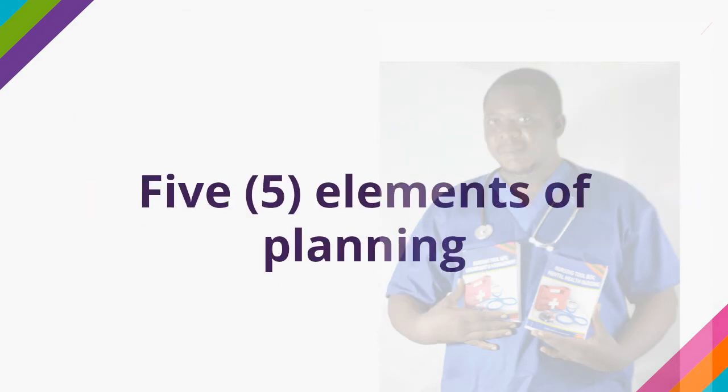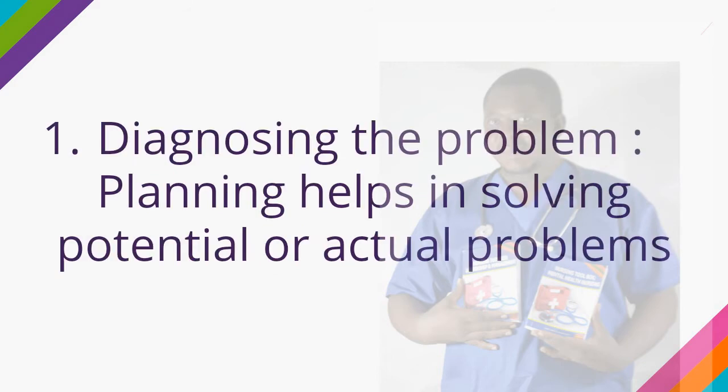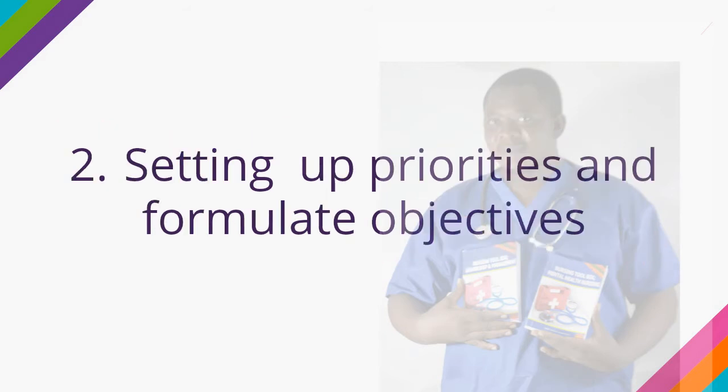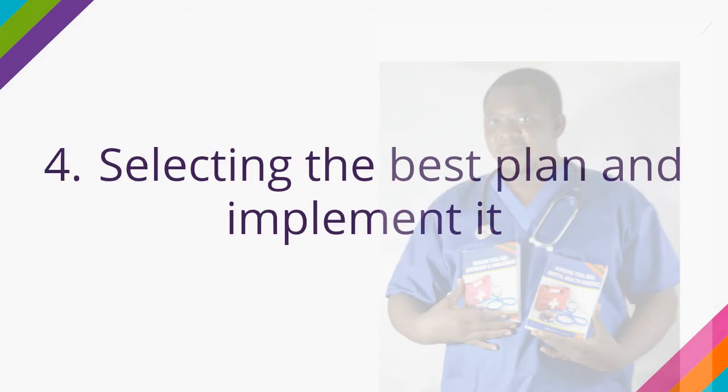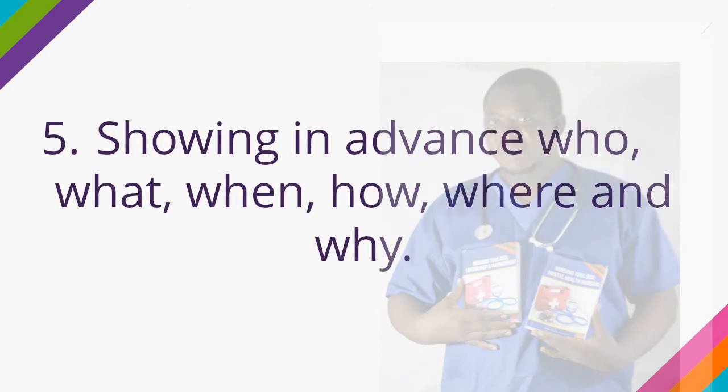Five elements of planning. 1. Diagnosing the problem: planning helps in solving potential or actual problems. 2. Setting up priorities and formulating objectives. 3. Finding the most suitable solutions by comparing and analyzing alternatives. 4. Selecting the best plan and implementing it. 5. Showing in advance who, what, when, how, where and why.